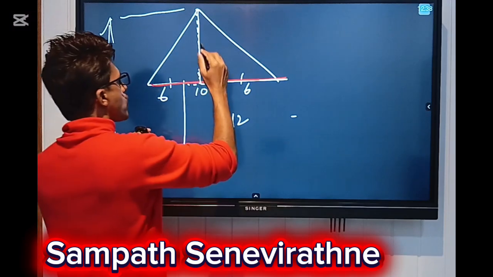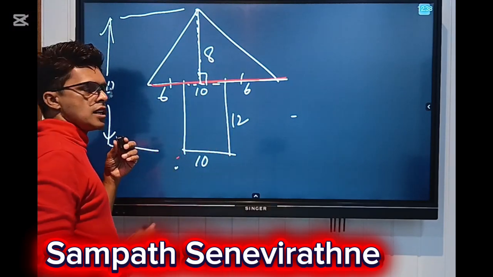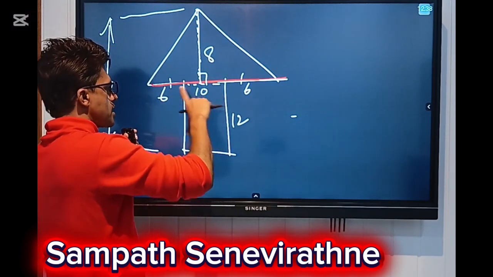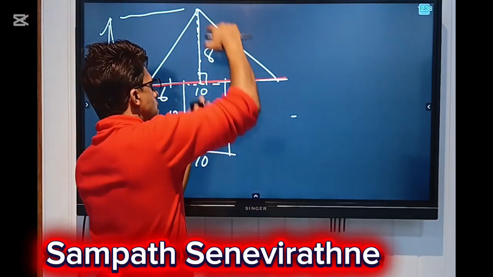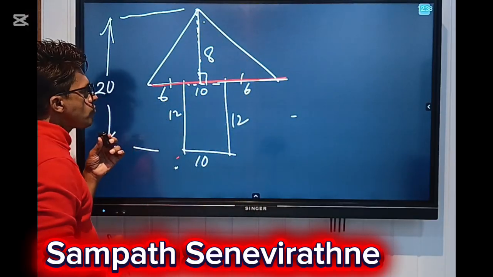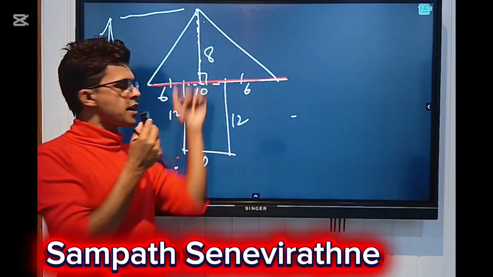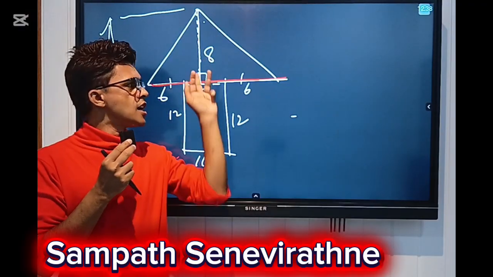So 20 minus 12 is 8. You need to subtract: 20 minus 12, this height, this one is also 12. So anyway, 20 minus 12 equals 8. That is the reason for getting this perpendicular height, in terms of getting the area of this triangle.